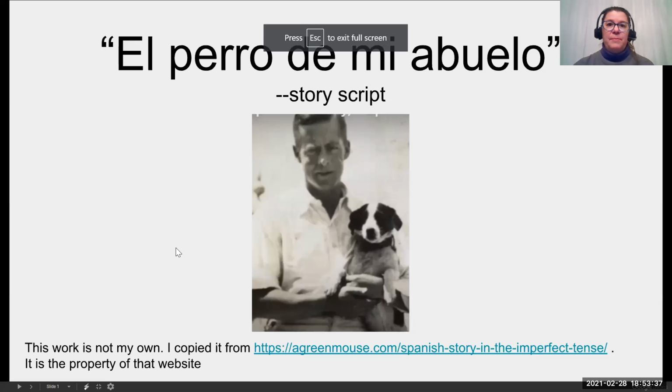So let's work on this. El perro de mi abuelo story script. The first thing we talked about was looking at pictures and titles. Throughout, I'm going to encourage you to pause the recording and think for yourself and jot some notes down. So if you need to go grab a piece of paper and a pencil or pen, please do so. Looking at this, we know the word dog and we know grandfather, and we see a picture. So I'm guessing we're reading about my grandfather's dog.